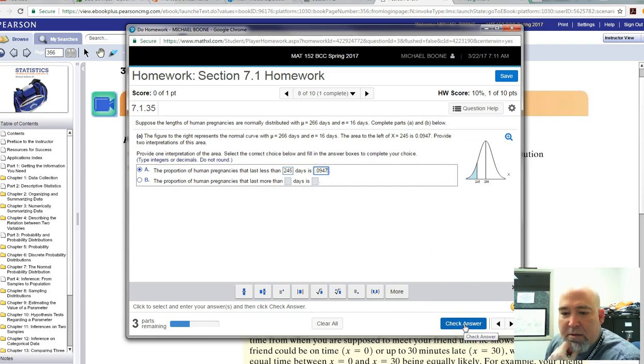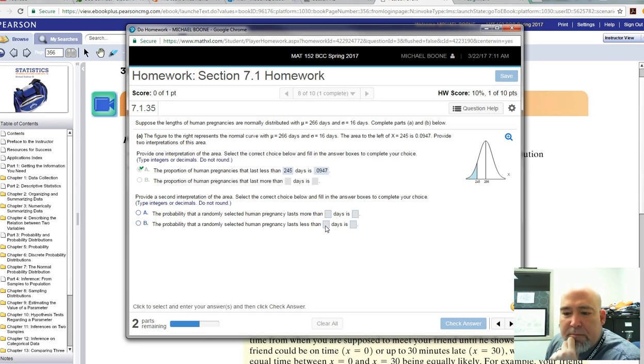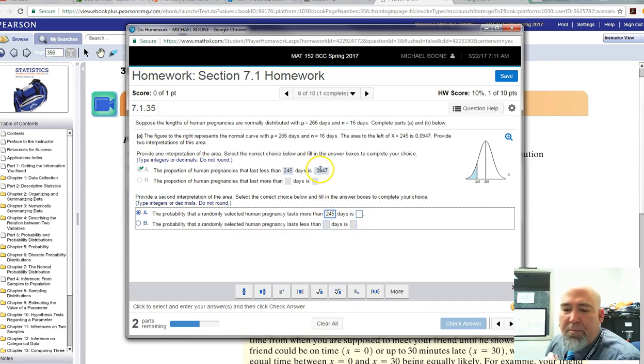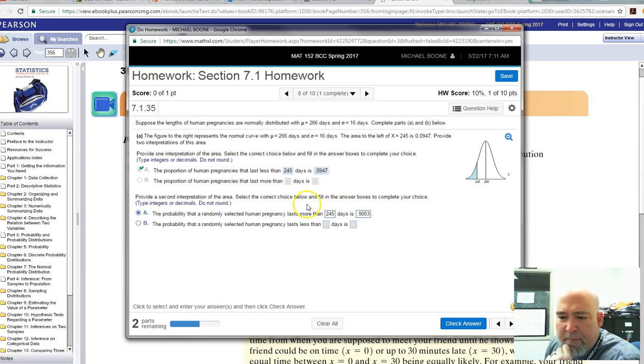So let's check this answer. So a second one would be that it lasts more than, right? And so we would just have to do 1 minus this number because the total is 100%. We get 0.9053 would be that right side. So we first gave everything to the left. Now we gave everything to the right. Oh, let's see what I did wrong. The probability that a randomly selected human pregnancy lasts more than 245 days is, let's see if I did my math wrong, 1 minus 0.0947.